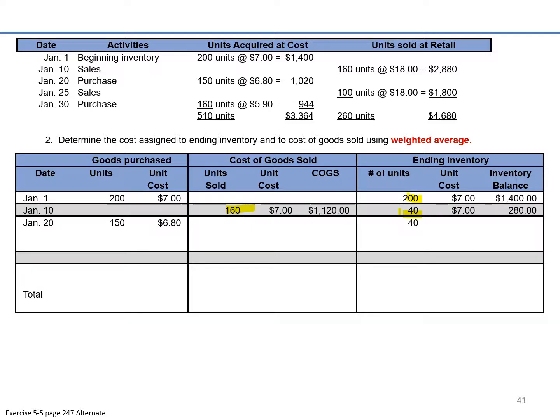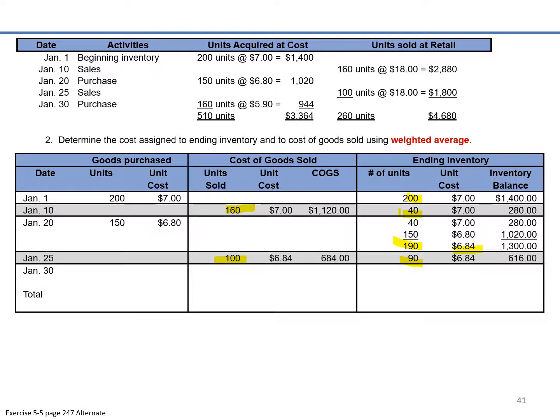Then on January 20th, we purchased 150 units at $6.80. So now in our ending inventory, we have our 40 units at $7 plus our 150 units at $6.80. Total units of 190. Total cost of $1,300. $1,300 divided by 190 is our average cost per unit of $6.84. So when we make our sale on January 25th of 100 units, we're going to sell 100 units at our average cost of $6.84, which means we now have 90 units left. We started at 190, we sold 100, we have 90 units left at $6.84, or $616.